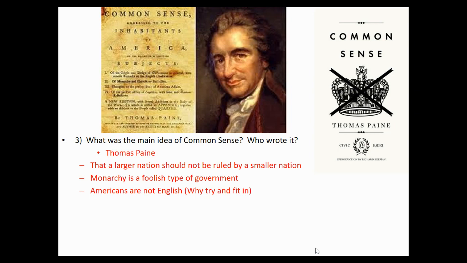One, he says, why is it that the American colonies are a larger nation than England, yet it's England, the smaller nation, that's ruling over a larger area? That just doesn't make sense. Another one is he says monarchy is a foolish type of government. How do you know that the person who's the firstborn to the queen is actually the best qualified to be the king? I mean, the idea back then was God selected that person to be there, and it was God's decision to make that individual the king, or that spiritual soul inside that person the king. But wouldn't democracy be better?